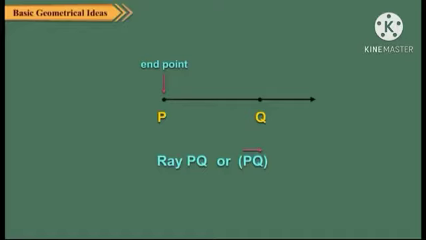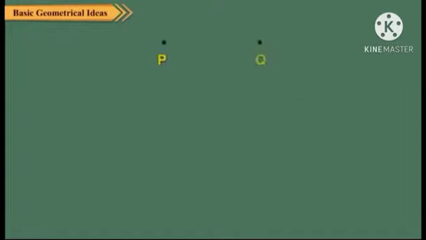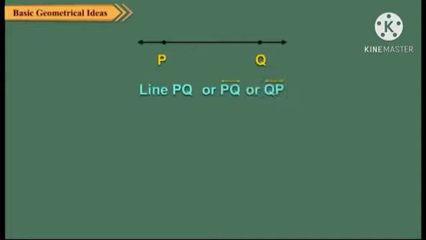If we extend the line segment PQ indefinitely in both the directions, we get a line PQ. It is denoted as PQ or QP. Clearly, it has no definite length and no endpoint. Note that usually we use the term line for the segment. Geometrically, a line segment is different from a line.